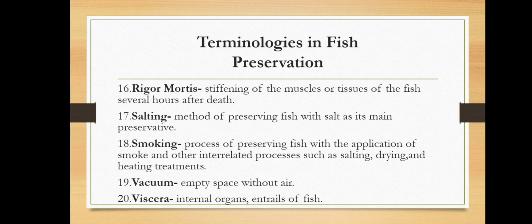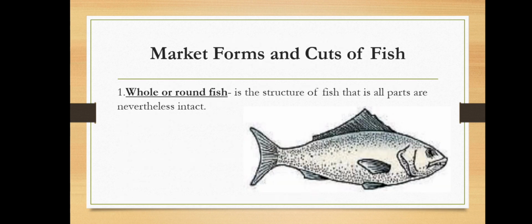Last is viscera. Viscera refers to the internal organs or entrails of a fish. When processing fish for consumption, the removal of viscera is a common practice to ensure that only the edible portions are retained. Market forms and cuts of fish.